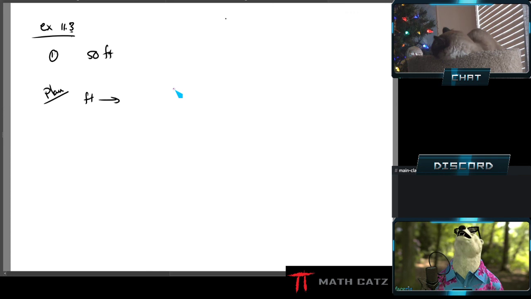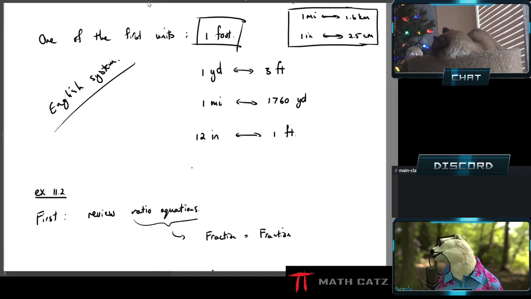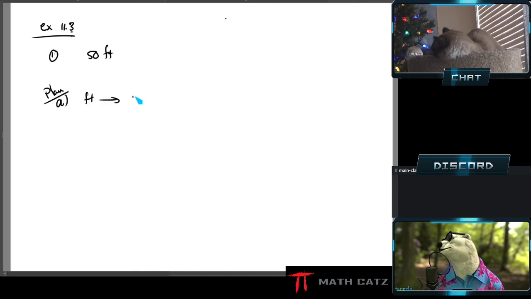I can go up to miles and then down, then over to kilometers and then down to meters. Let's do plan A. Let's take feet up to miles. Can I do that? Well, I'm going to have to go via yards. So feet to yards, yards to miles, miles to kilometers, kilometers to meters, and I'll be done.